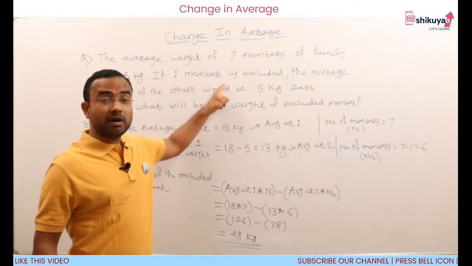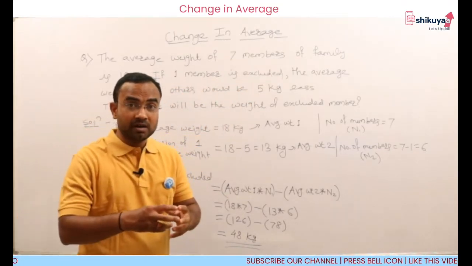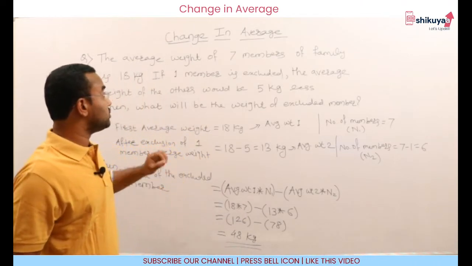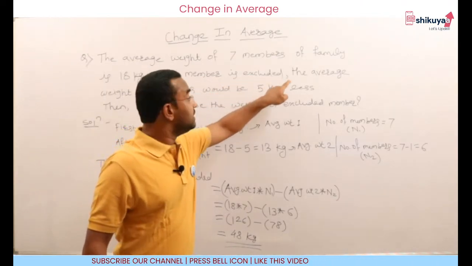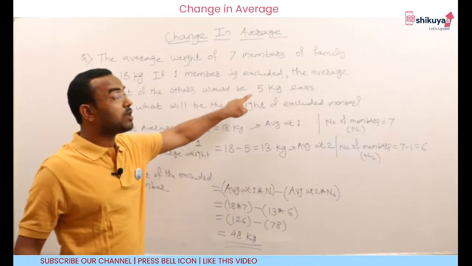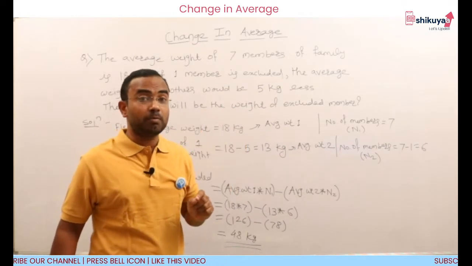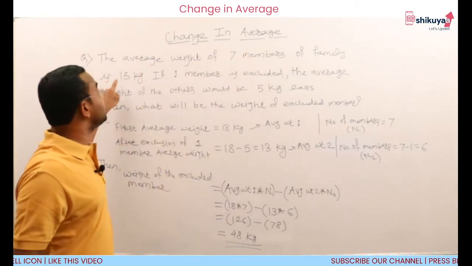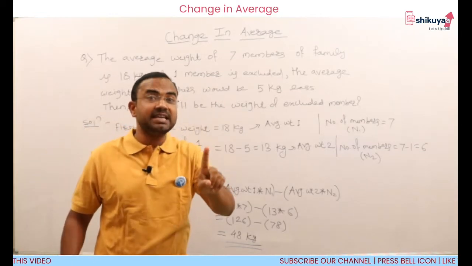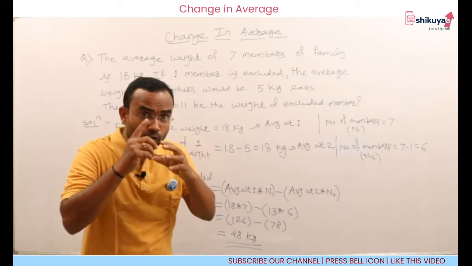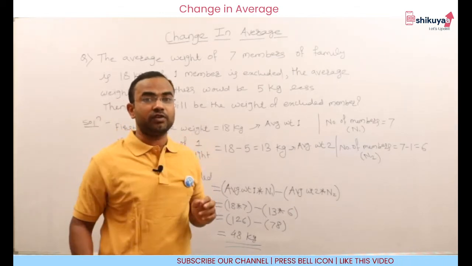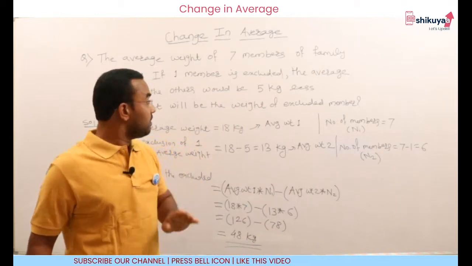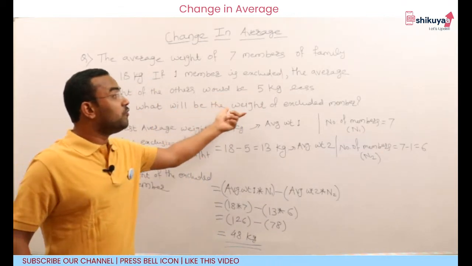Now, if one member is excluded, that means one member is now not part of the family or that particular average weight calculation. If one member is excluded, the average weight of the others would be 5 kg less. You just concentrate on the problem statement. I'll repeat it again. The average weight of 7 members of the family is 18 kg. The first average weight is 18 kg. Now, one member of that family is excluded from the calculation of average weight. After exclusion, the average weight of the others would be 5 kg less. Now what we have to calculate is the weight of the excluded member.